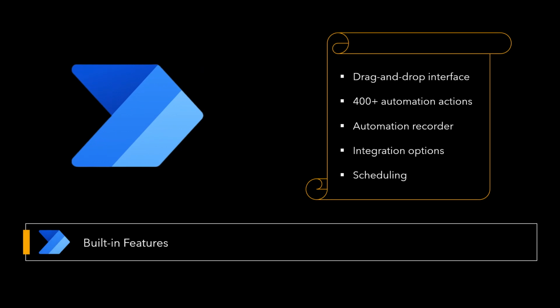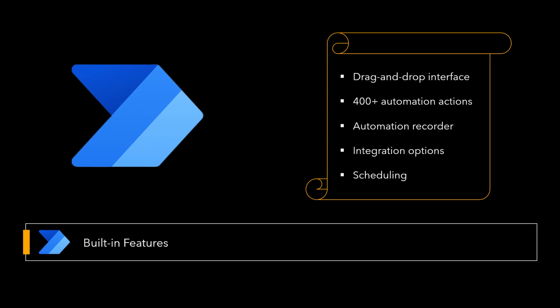With Power Automate, you can say goodbye to complicated setups. Power Automate's user-friendly drag and drop interface lets you build automation workflows with just a few clicks. Extensive Actions Library. With over 400 pre-built automation actions at your fingertips, you can automate a wide range of tasks without any coding knowledge. Save time and effort.